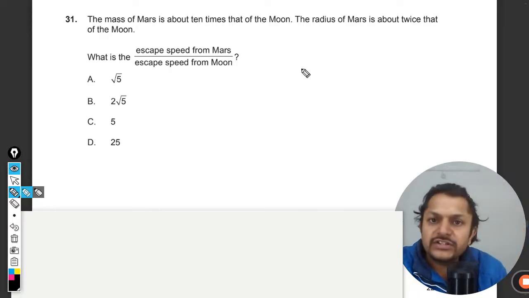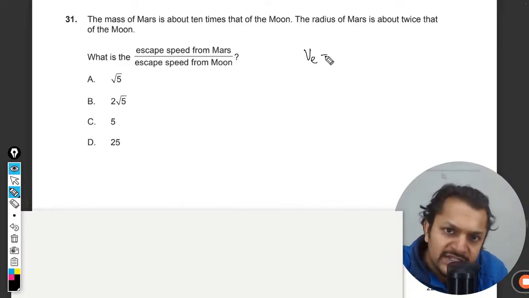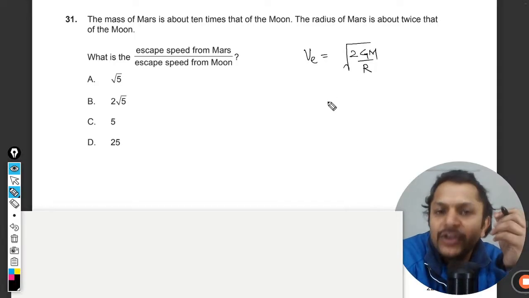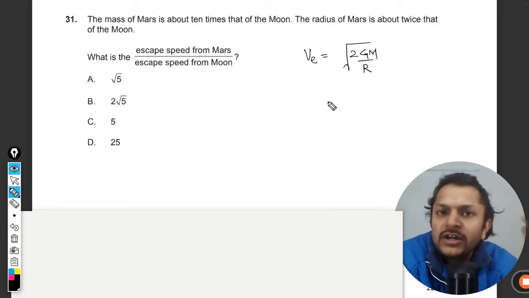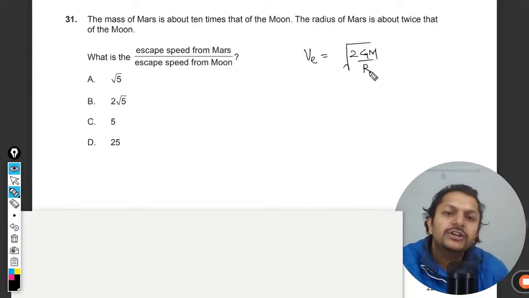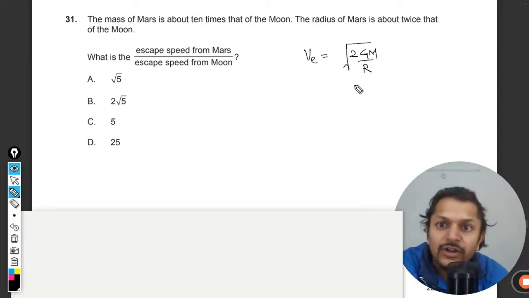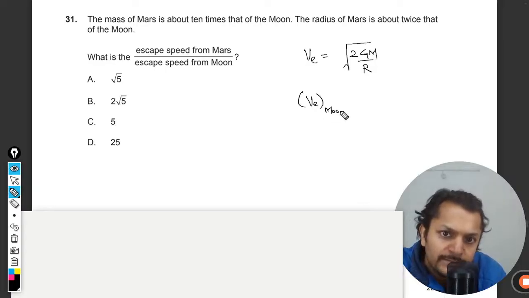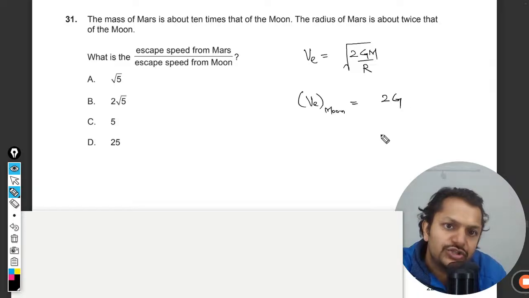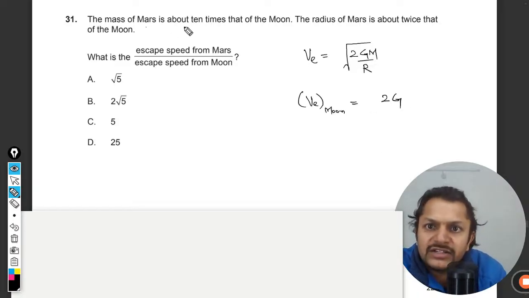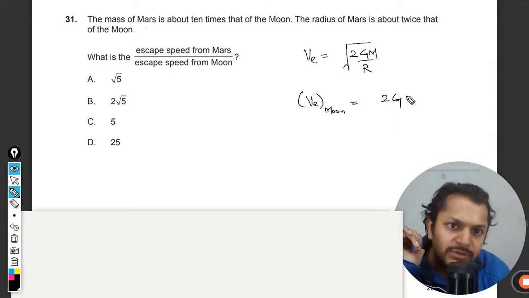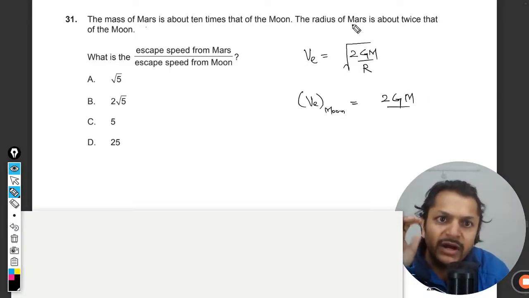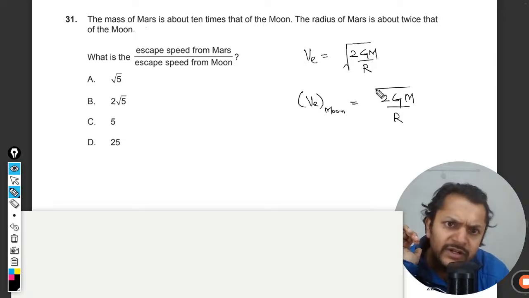Okay, so first of all, we must know that the formula for the escape speed is the square root of 2GM divided by R, where R is the radius of the planet, the radius of the astronomical object, whatever you're talking about. So this is the formula that we have for the escape velocity. Now it means that the escape velocity for the Moon will be the square root of 2GM by R, and G is a constant. The Mars mass is 10 times that of the Moon, so I'm just calling it M, and for the Moon we will take the radius as R.